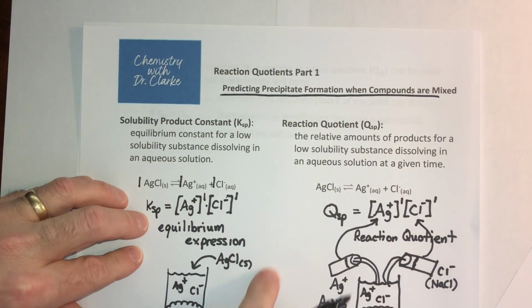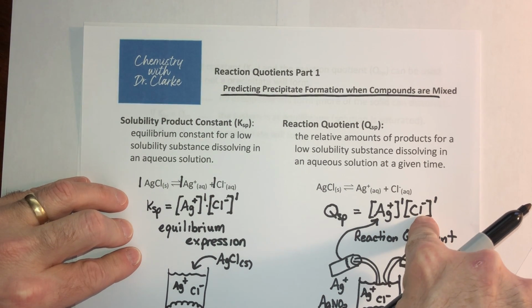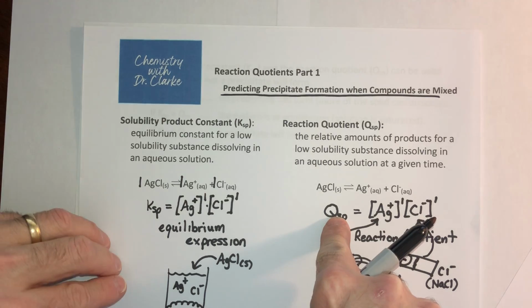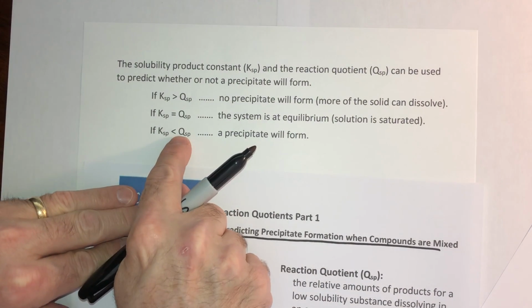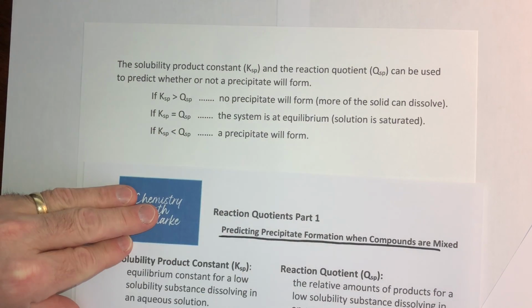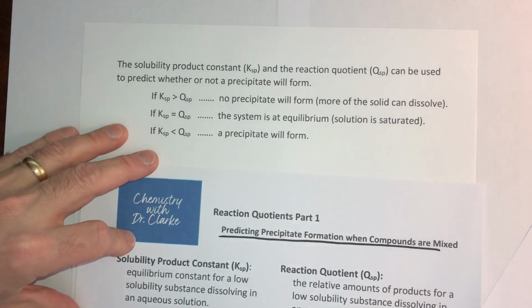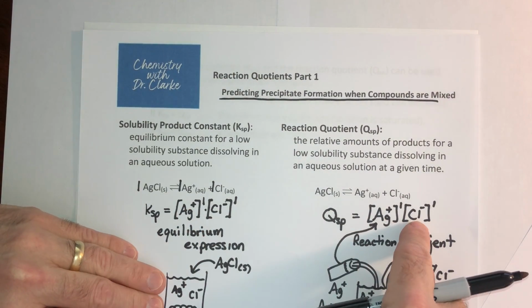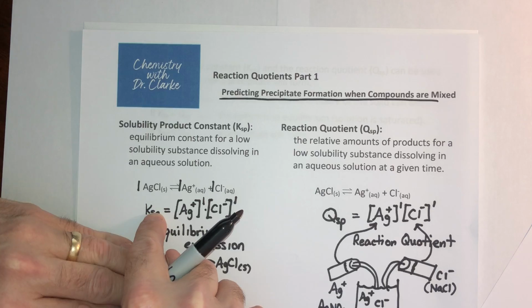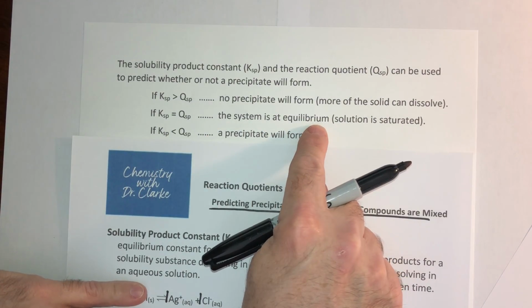Now, if we do talk about this, if I put in too much of the silver and too much of the chloride, then I'm going to get a Q that's too big, right? It's going to be way bigger than the K. So if my Q is bigger than K, I've put in too much, so a precipitate forms. If I put in the exact right amount of silver and chloride, then the Q and the K will be the same. Okay, so if you've got K and Q the same, you're at equilibrium. That's not going to happen.